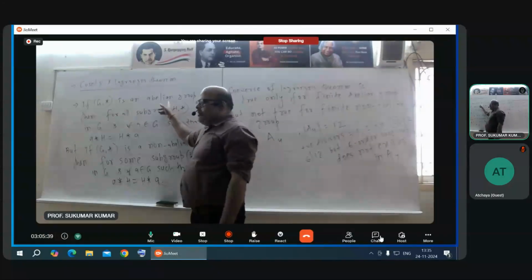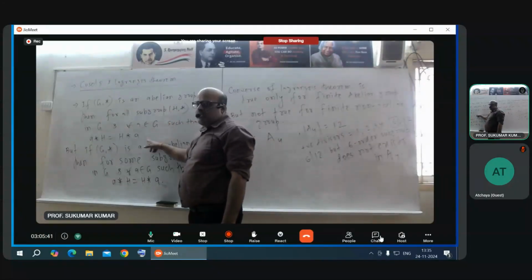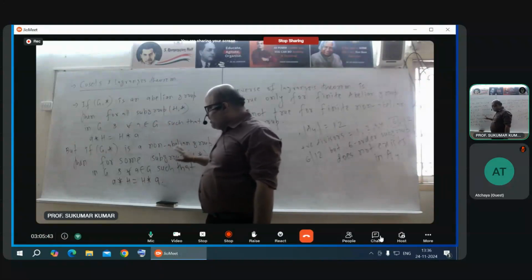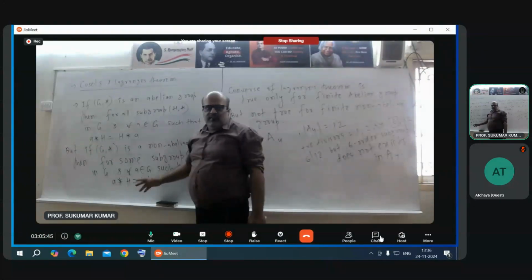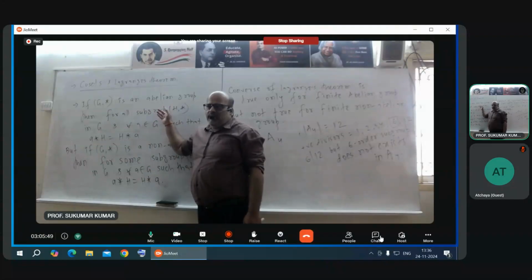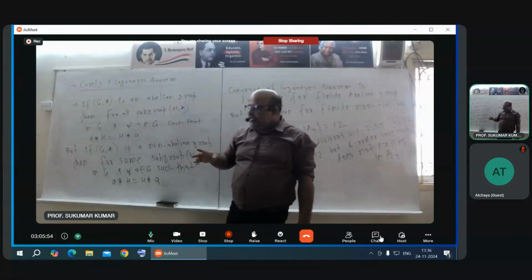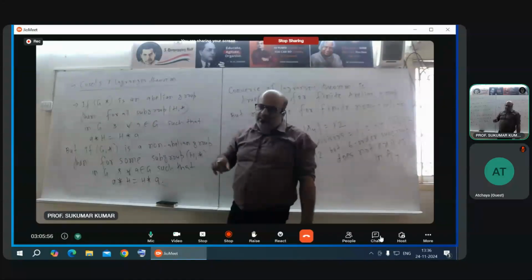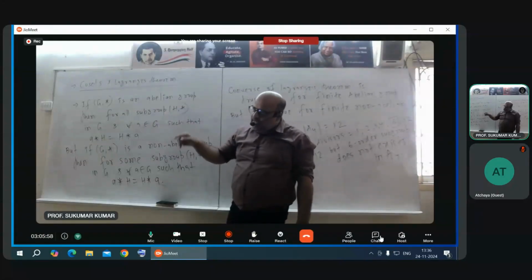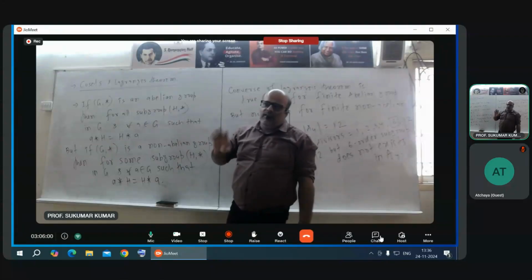Understand: when G is an abelian group, then for all subgroups the left coset and right coset are equal. When it is a non-abelian group, then for some subgroups they will be equal, and for some subgroups they will not be equal. Anyhow, if G is an abelian group, then you can find either the left coset or the right coset; there is no need to find both. But when it is a non-abelian group, then for every subgroup you have to find both the left coset and the right coset, and see whether they are equal or not equal.